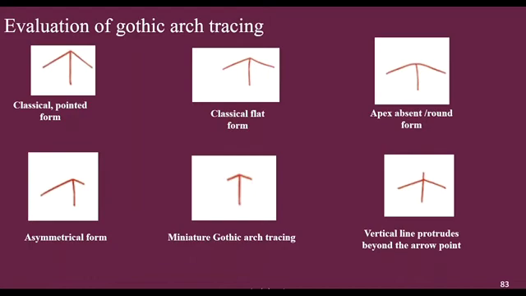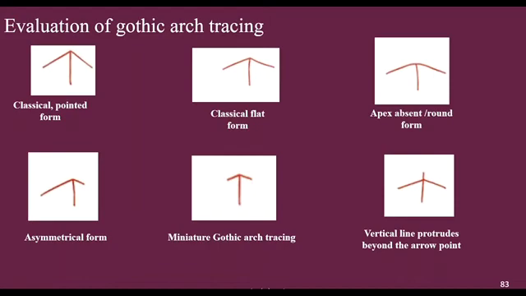It is also known as the needle point tracing or the Gothic arch because it looks like Gothic arch architecture. Now, the classical pointed form is seen with a well-defined apex. The sharp apex indicates the centric relation. This occurs when there is symmetry between the left and right lateral components of the joint. The angle is 120 degrees.